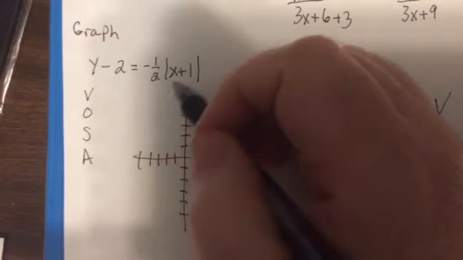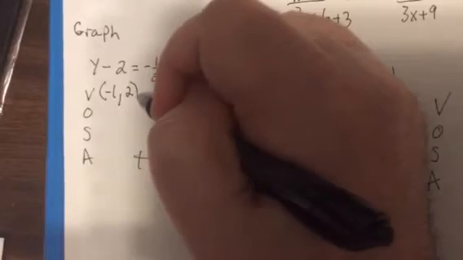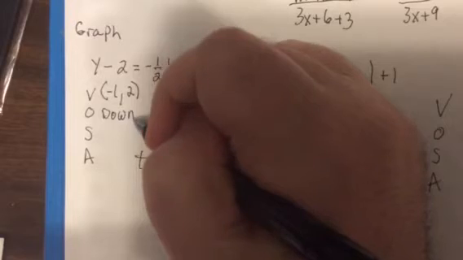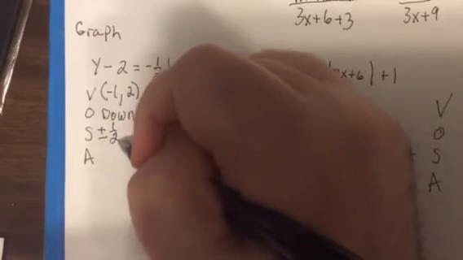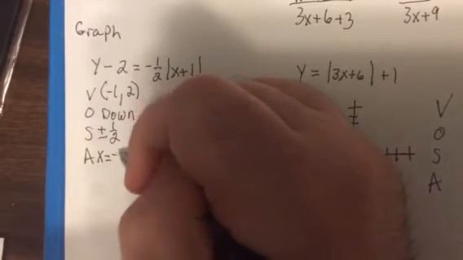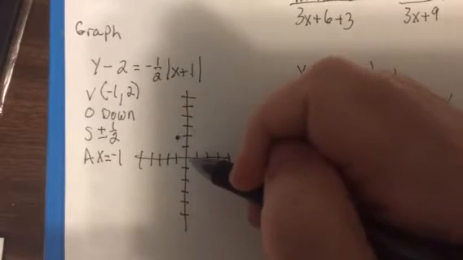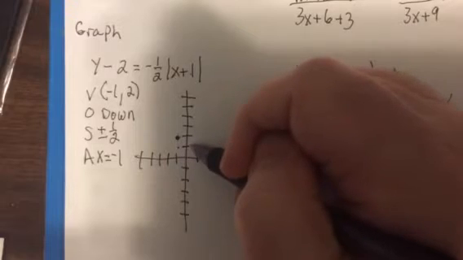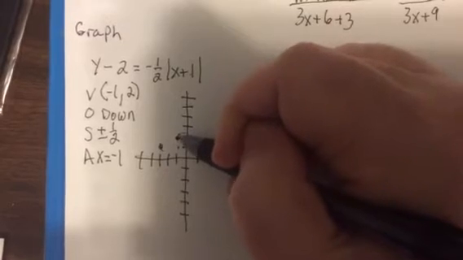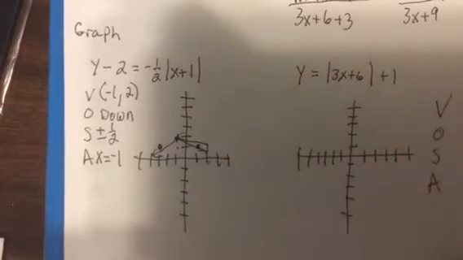So first we pick our vertex, so it's the opposite of this number, opposite of this number, so it's negative 1, 2. This is negative, so it opens down. The slope is plus or minus a half. Yes, and the axis of symmetry, don't really need it, but I'm going to do it anyways. So negative 1, 2. Now do this twice on the test, because this is where people mess up. 1/2 would be down 1, right 2, or down 1, left 2. That's it. This should be one of the easier graphs.